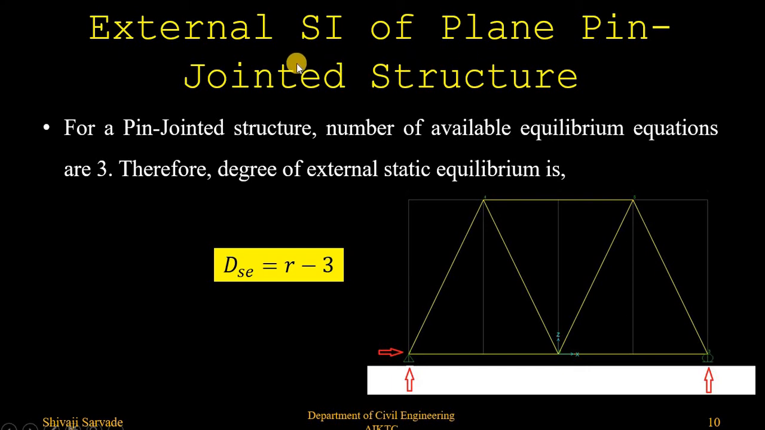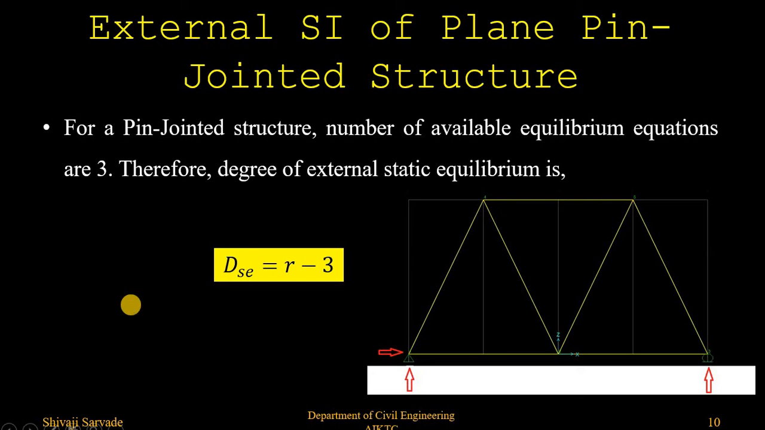Let's go for the external degree of static indeterminacy. Now it is related to equations. If I check, this is the hinge support, this is the roller support. So how many reactions are possible? 3 reactions are possible. So this degree of external indeterminacy is related only to the reactions, or external reactive forces. I have 3 equations of equilibrium available, and number of reactions minus 3. Why 3? Because this is a 2D structure, wherein you have 3 equilibrium equations available. So DSE for a pin jointed structure is R minus 3.